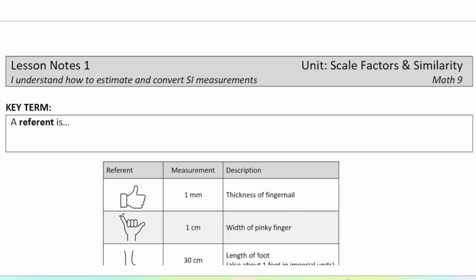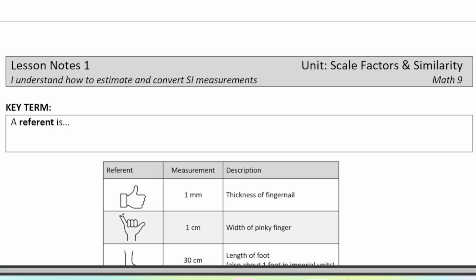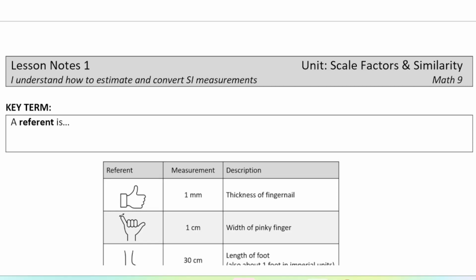Okay, so this is lesson 1 of the scale factors and similarity unit. We're looking at SI measurements today, learning how to convert between them and estimate them. A really good lesson for just like life skills. We're going to start with estimation, and to estimate we want to use something called a referent.